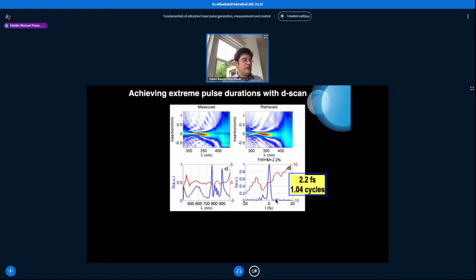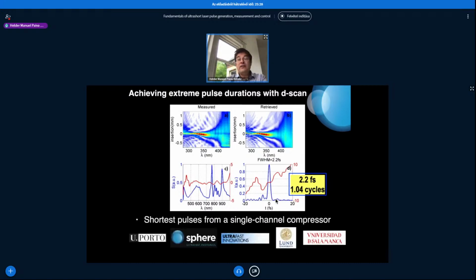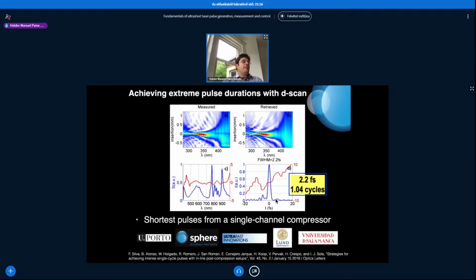And this is very important for applications such as attosecond science, which unfortunately I don't have time to talk about today, okay? So this is an important example of how dispersion, when properly used, enables you to measure as well as to compress pulses down to unprecedentedly short durations.